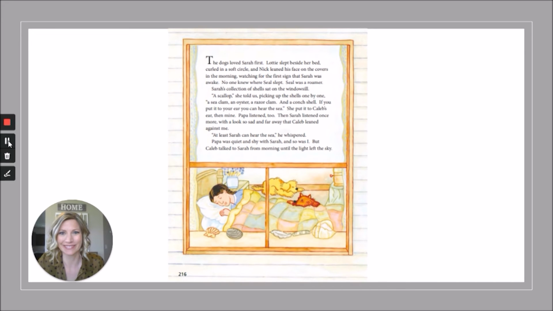A scallop, she told us, picking up the shells one by one. A sea clam, an oyster, a razor clam, and a conch shell. If you put it to your ear, you can hear the sea. She put it to Caleb's ear, then mine. Papa listened too. When Sarah listened once more, with a look so sad and far away that Caleb leaned against me. "At least Sarah can hear the sea," he whispered. Papa was quiet and shy with Sarah, and so was I. But Caleb talked to Sarah from morning until light left the sky.